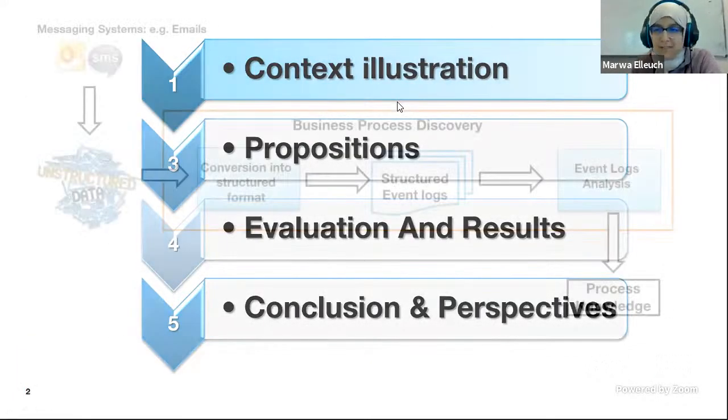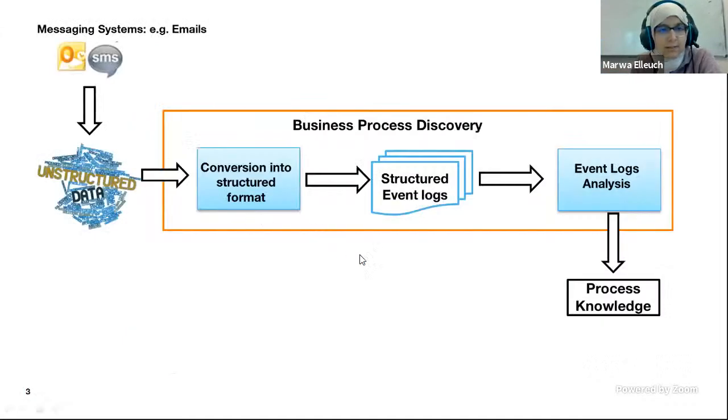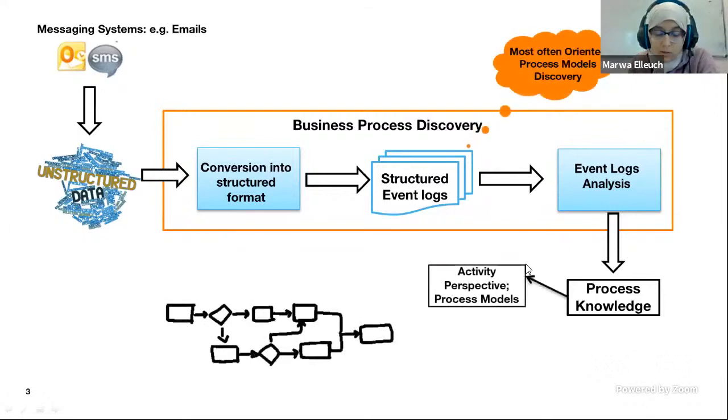Our work is inscribed in the context of discovering business processes from emails, since emails are nowadays widely used by employees to execute their daily business tasks. Due to the unstructured nature of emails, we need a step to convert them into a structured format compatible with the task of discovering business process knowledge. However, this knowledge is most often limited to the activity perspective, most often visualized in the form of business process models.